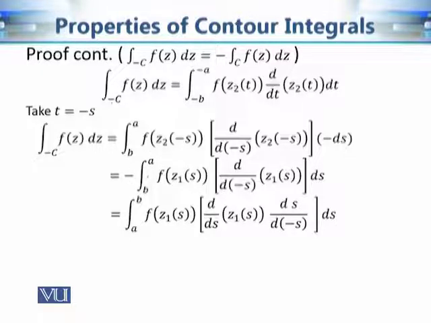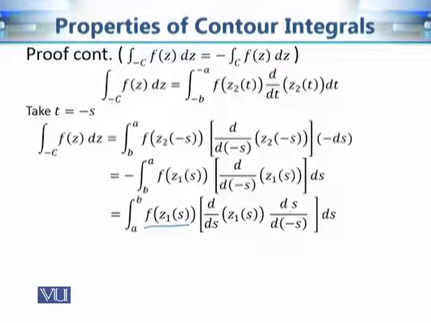Now moving on to the next step, we can use this minus sign to reverse the limits of integration, changing the order from b to a into a to b. This is the property that we derived when we were discussing how to integrate a complex valued function of a real variable t, and using that property we get this answer.